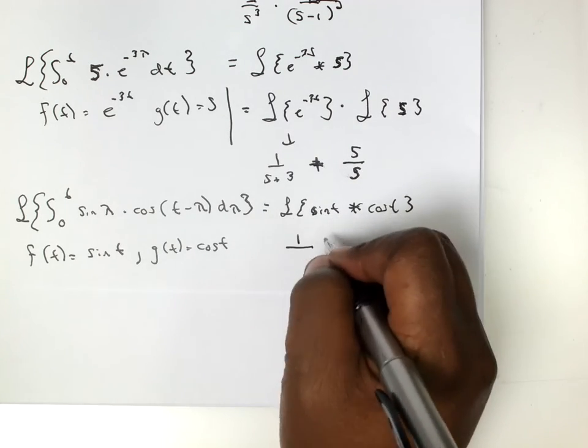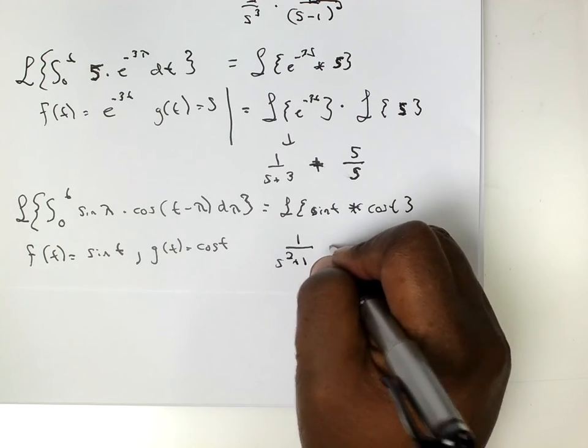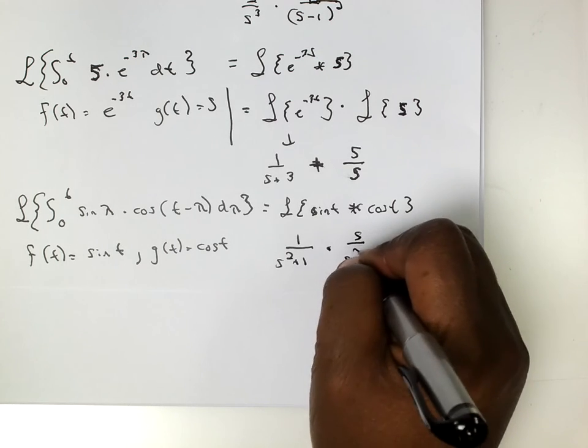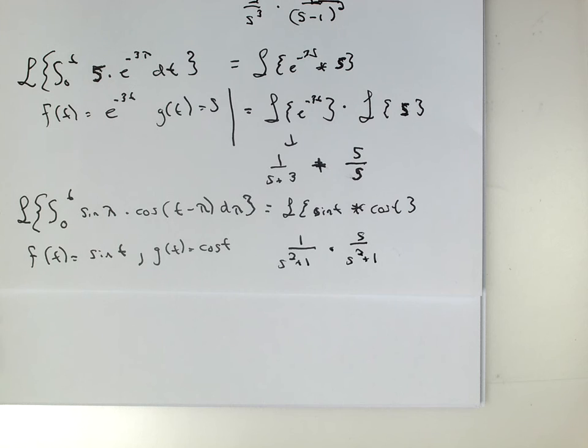So the Laplace of sine t is just 1 over s squared plus 1, and cosine t is s over s squared plus 1. So those convolutions can be made much simpler when we actually have the Laplace transform, so you don't have to deal with those messier definitions.